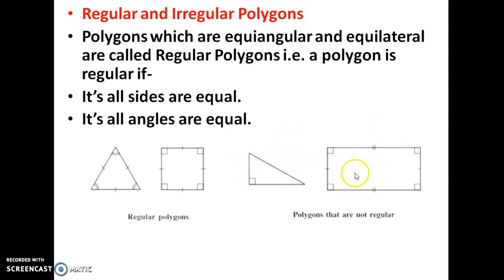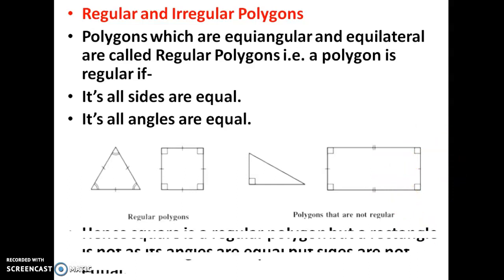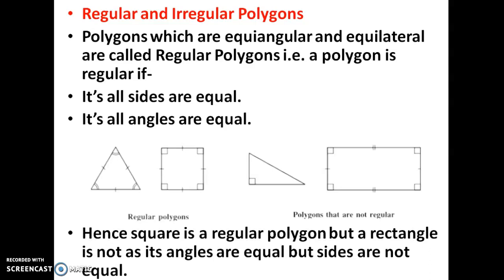Suppose you take a rectangle. All the angles are equal, all angles are 90 degrees. But what about the sides? Only opposite sides are equal. Then you can say this rectangle is not a regular polygon. It's an irregular polygon. Hence, a square is a regular polygon, but a rectangle is not, as its angles are equal but its sides are not equal.